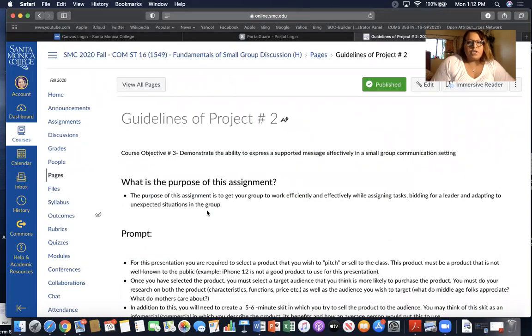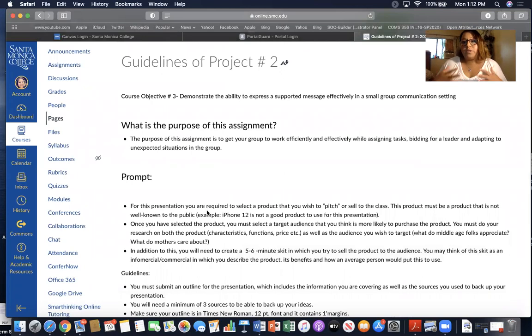Now for this presentation, you are going to be working with your group. You're going to be selecting a product that you want to sell to the class. This product has to be a product that is not super popular. For example, like the iPhone 12 or a popular car like a Tesla that we see in all advertisements, that will be a product that is well known. So that wouldn't be something that would work for the assignment. It has to be a product that is not well known and that you could randomly find on the internet, Instagram, etc. Be creative when it comes to that.